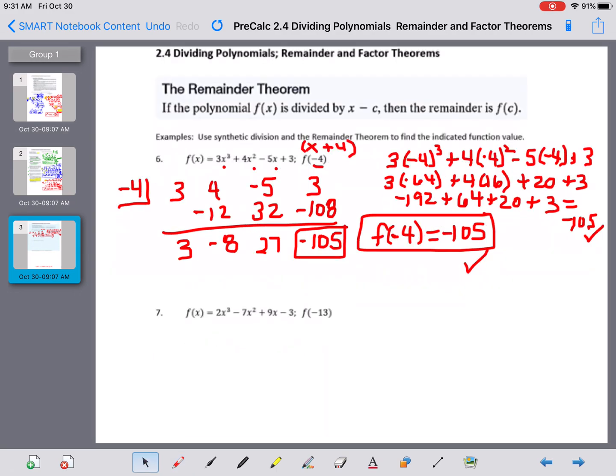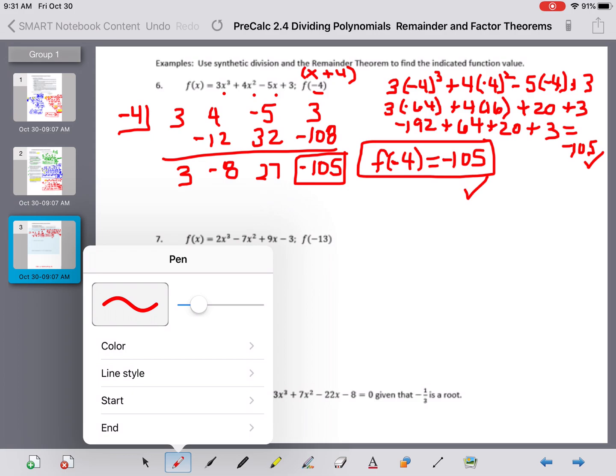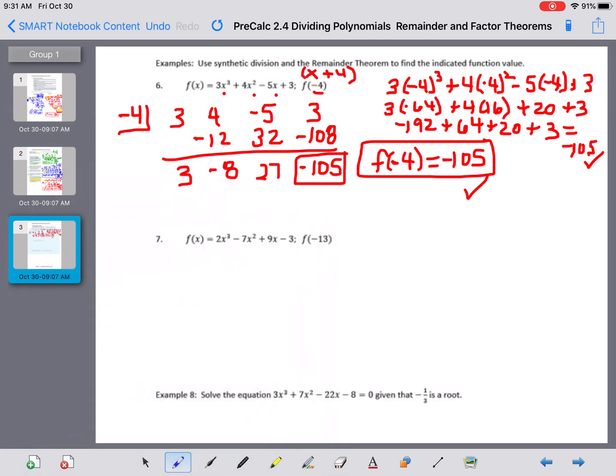I will say I don't have to go to my calculator probably as much in synthetic division, but your choice. You decide if that's good or not, okay? All right, let's try number 7, same exact way.